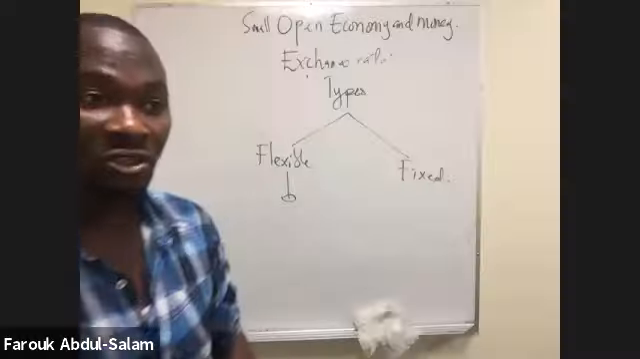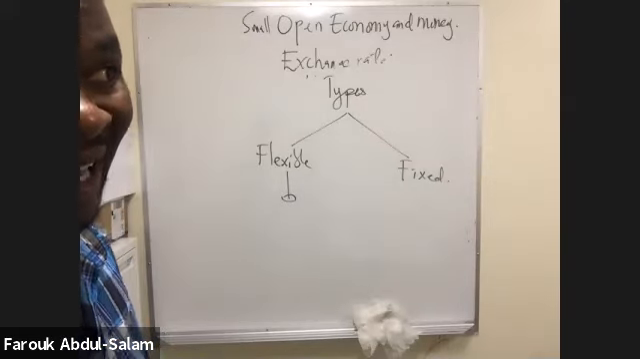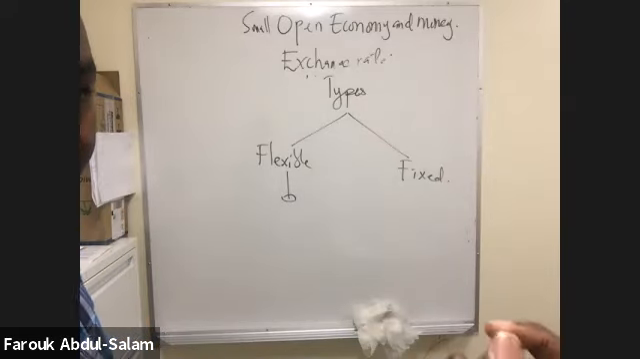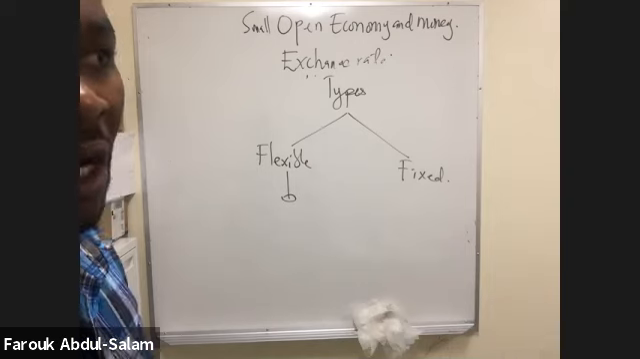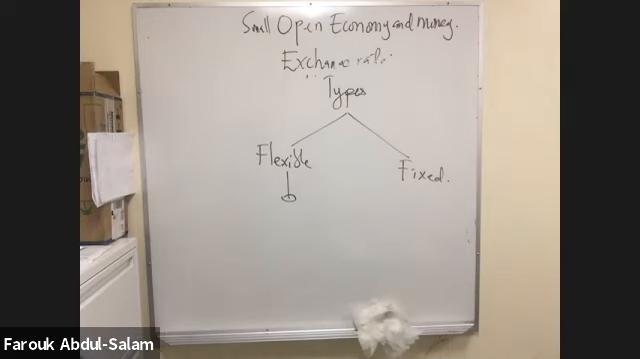In the fixed exchange rate, this is where you assume a certain amount or a certain price for your exchange rate. And when the market reacts and it goes above that price, you come in and correct it for it to come back to where you assume it to be. So these are the two policies involved.